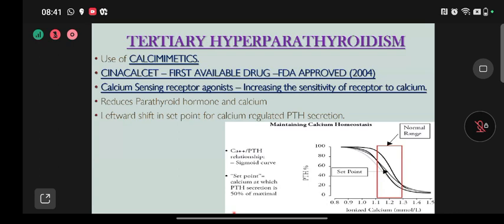Cinacalcet is the first available drug, which was FDA approved in 2004, and it acts as a calcium sensing receptor agonist, increasing the sensitivity of the receptor to calcium, and reduces the parathyroid hormone and calcium, and there is a leftward shift in the set point for calcium regulated PTH secretion after using this drug. And there is a sigmoidal curve which describes the relation between the calcium and the PTH.